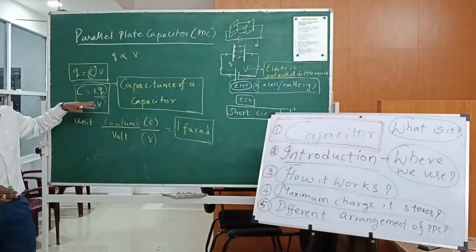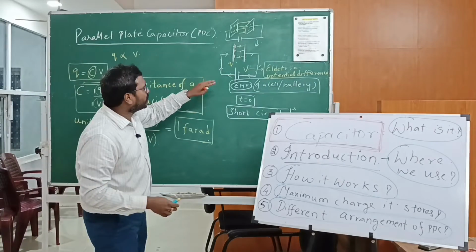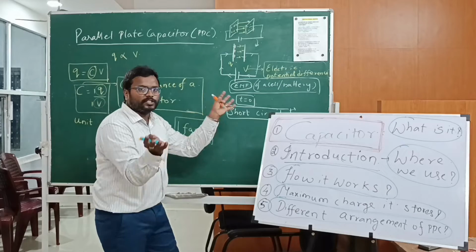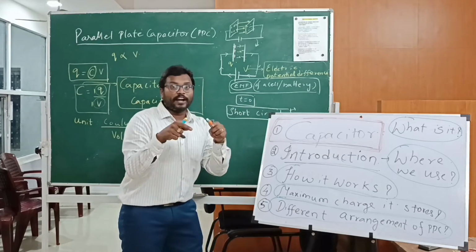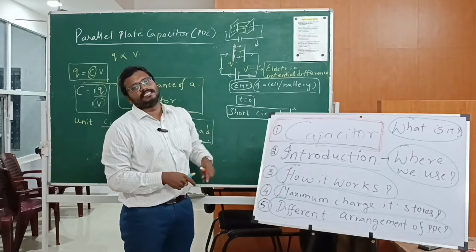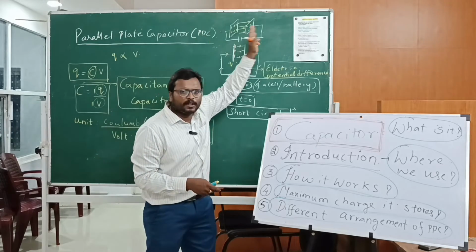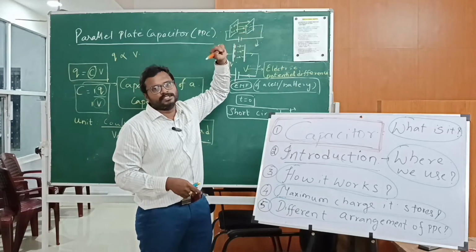So right now here, capacitance of the capacitor is defined as the amount of charge that is stored per unit potential developed or given across the parallel plate capacitor. Here net charge plus Q minus Q, net charge is zero. What is the charge here? Q is the charge. One of the plates is storing positive charge, the other one stores negative charge.